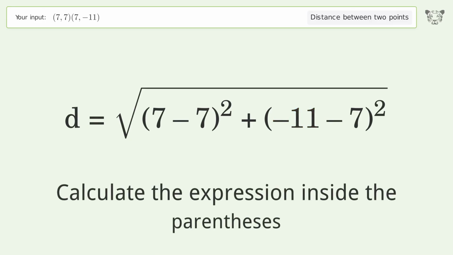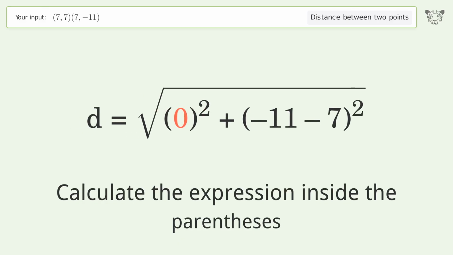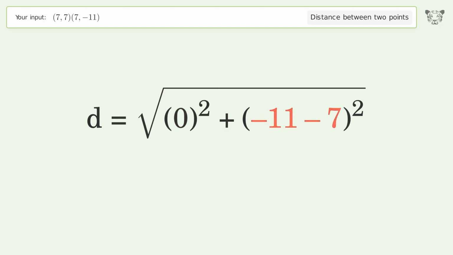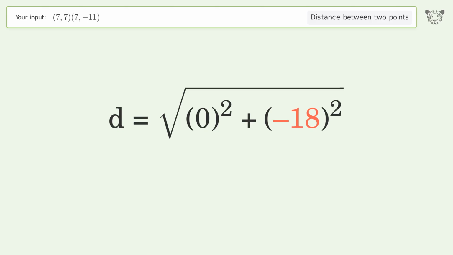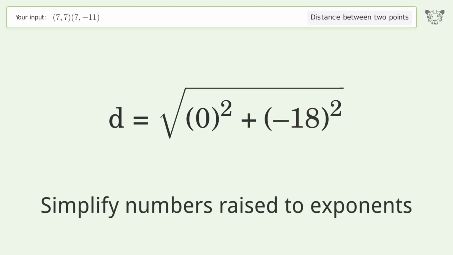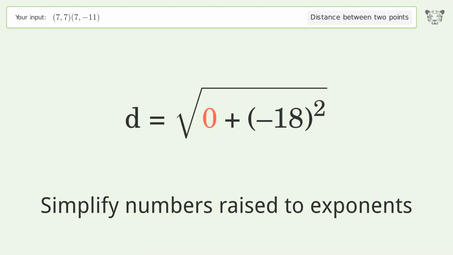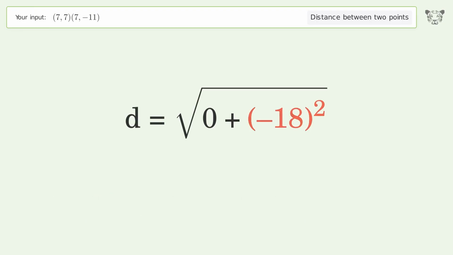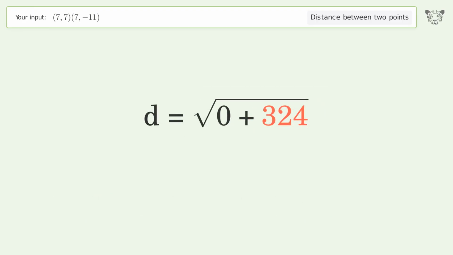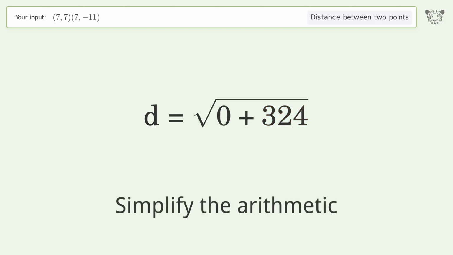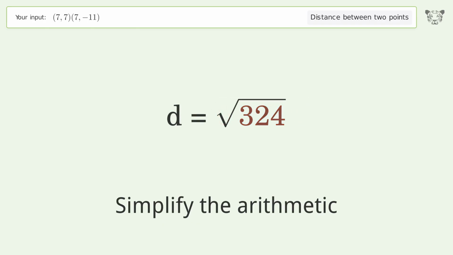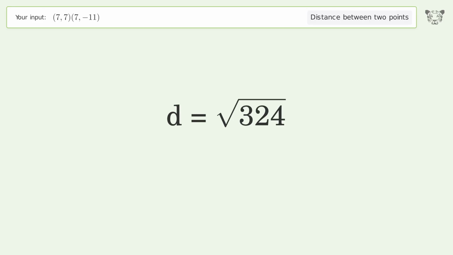Calculate the expression inside the parentheses. Simplify numbers raised to exponents. Simplify the arithmetic. And so the distance between the 2 points is the square root of 324, or 18.